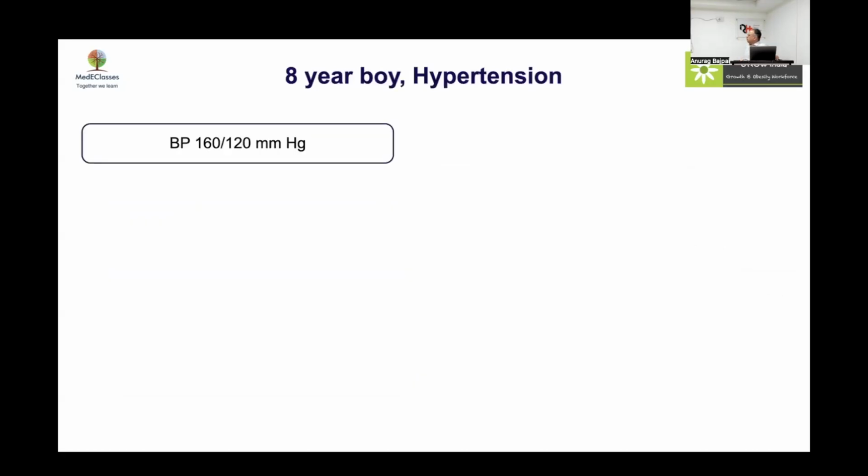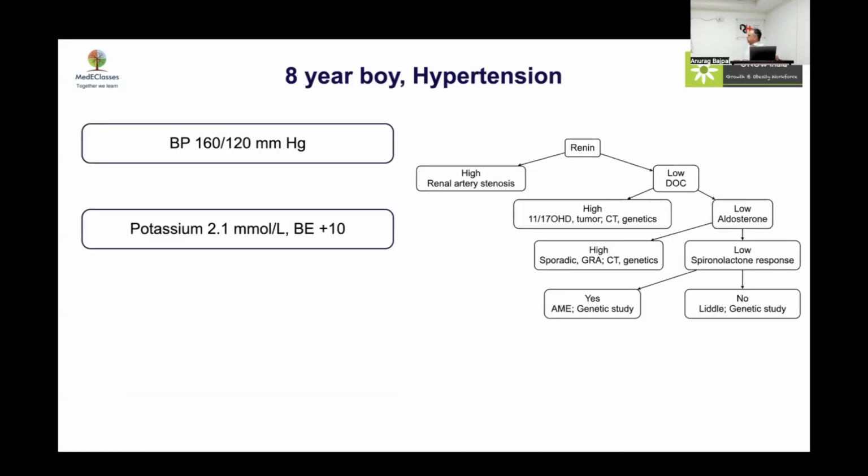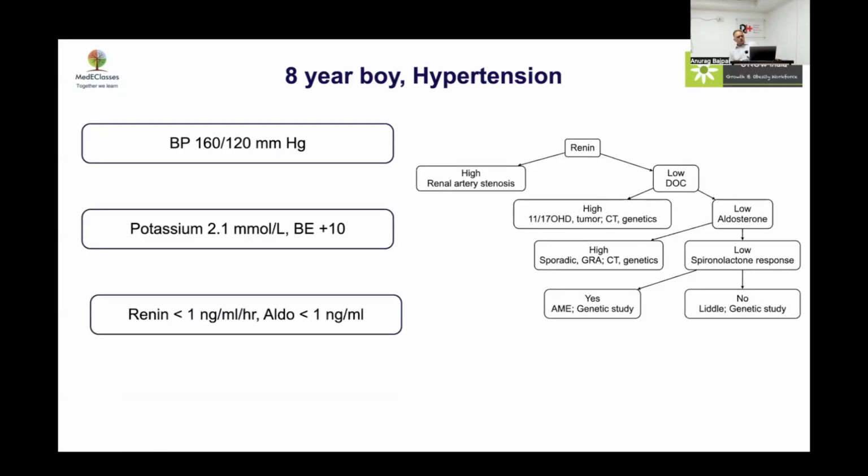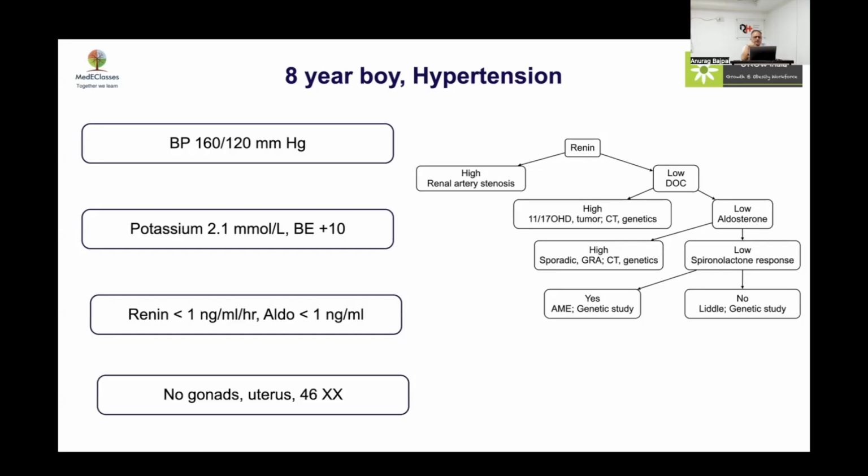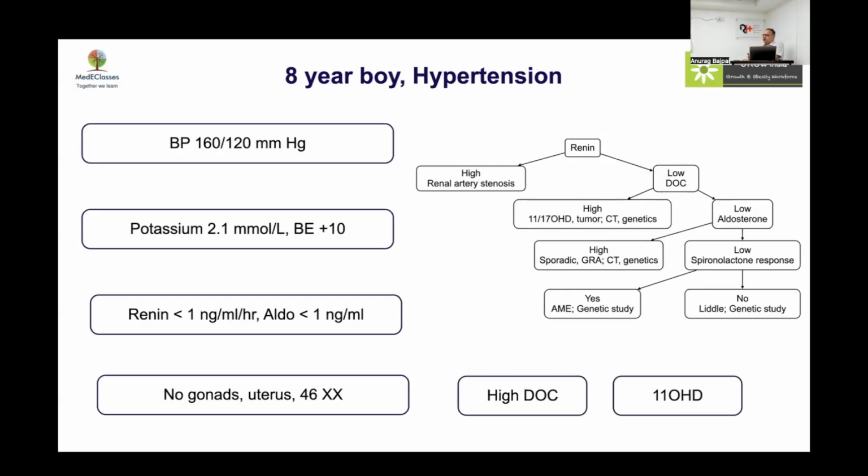Dr. Nimisha, 8-year-old boy with hypertension, severe hypertension. What you're finding is there is hypokalemic alkalosis, renin low, aldo low. What will you do? Hopefully, look for spironolactone response. Okay. There are no gonads. Uterus is there. And this looks like a boy, but this is actually cryptorchidism. We look for DOC levels. So what condition are you thinking of? 11 hydroxylase, so this is more likely to be an 11 hydroxylase deficiency.